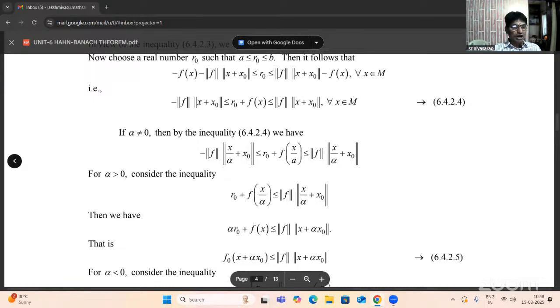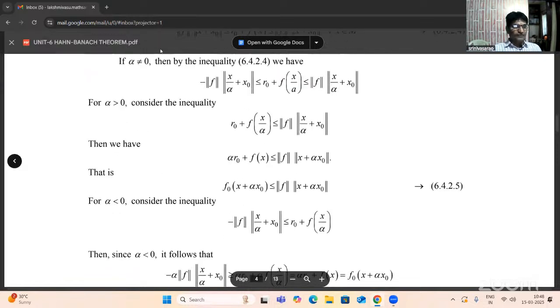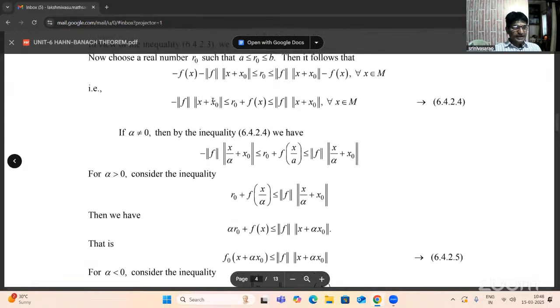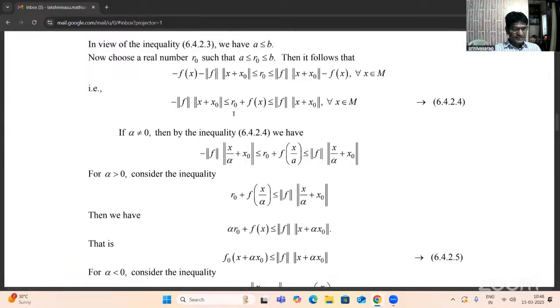So minus norm f into norm x minus x0 is less than or equal to r naught plus f of x, which is less than or equal to norm f into norm x plus x0. Alpha being a non-zero element, we divide this inequality, the fourth inequality, by alpha, since the inverse exists. So minus norm f into norm x by alpha plus x0 is less than or equal to r naught plus f of x by alpha, and less than or equal to norm f into norm x by alpha plus x0.